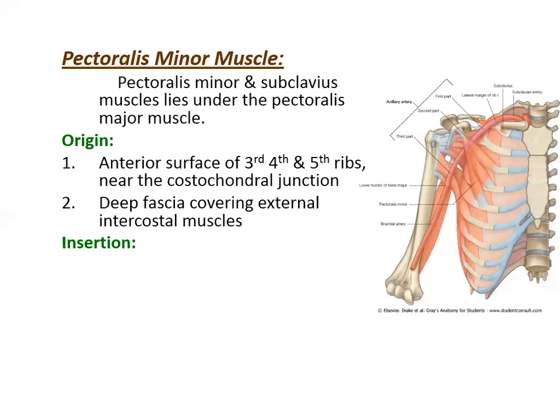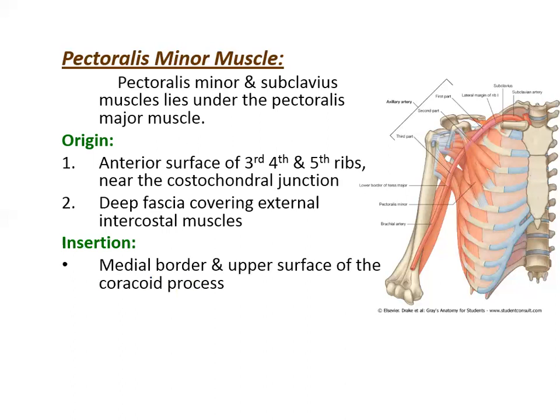Then coming to the insertion, the insertion will be to the medial border and upper surface of the coracoid process. What is this coracoid? This is a process coming from the scapula. There are two processes of the scapula: one is the acromion process, as well as the coracoid process. So this muscle is getting inserted to the coracoid process of the scapula. If you can see here, the origin is here and the insertion is into the coracoid process of the scapula.